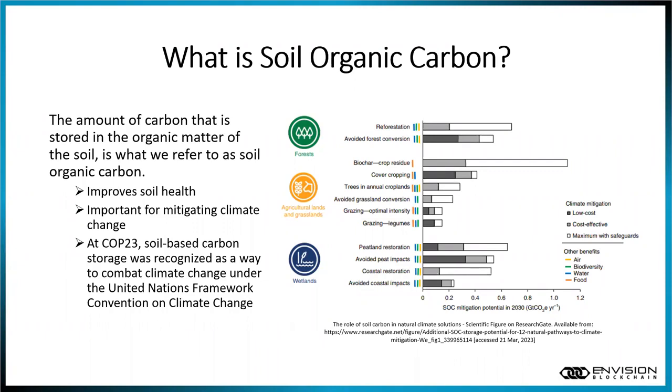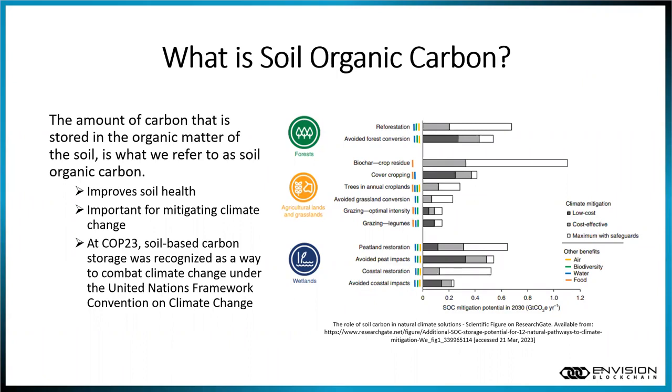Verra's methodologies VM17 and 42 concentrate on enhancing agricultural land management practices to increase soil organic carbon and decrease greenhouse gas emissions. The importance of soil organic carbon has grown significantly in the climate change discussions, especially in the area of land use and agriculture, and it has been a subject of discussion in various COP meetings in recent years. At COP23, carbon storage in soil was acknowledged as a strategy for combating climate change under the United Nations Framework Convention on Climate Change.